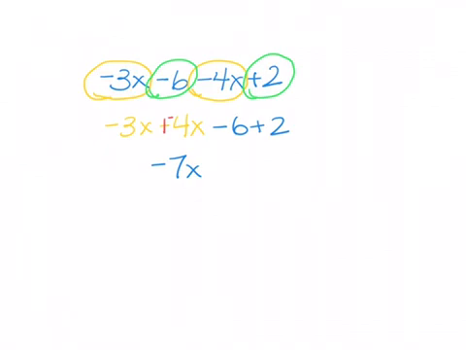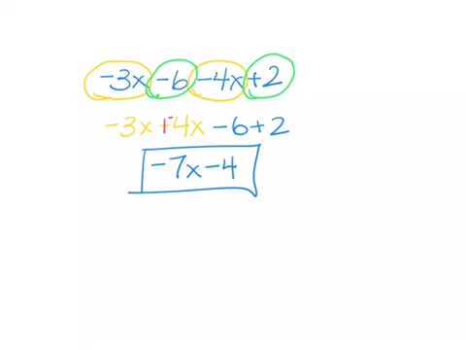And then over here with negative 6 plus 2, those have different signs. So remember, when it's different signs, you subtract them and keep the sign of the bigger number. So 6 minus 2 is 4. And then 6 was the bigger number, so that's going to become a negative 4. This is your simplified expression.